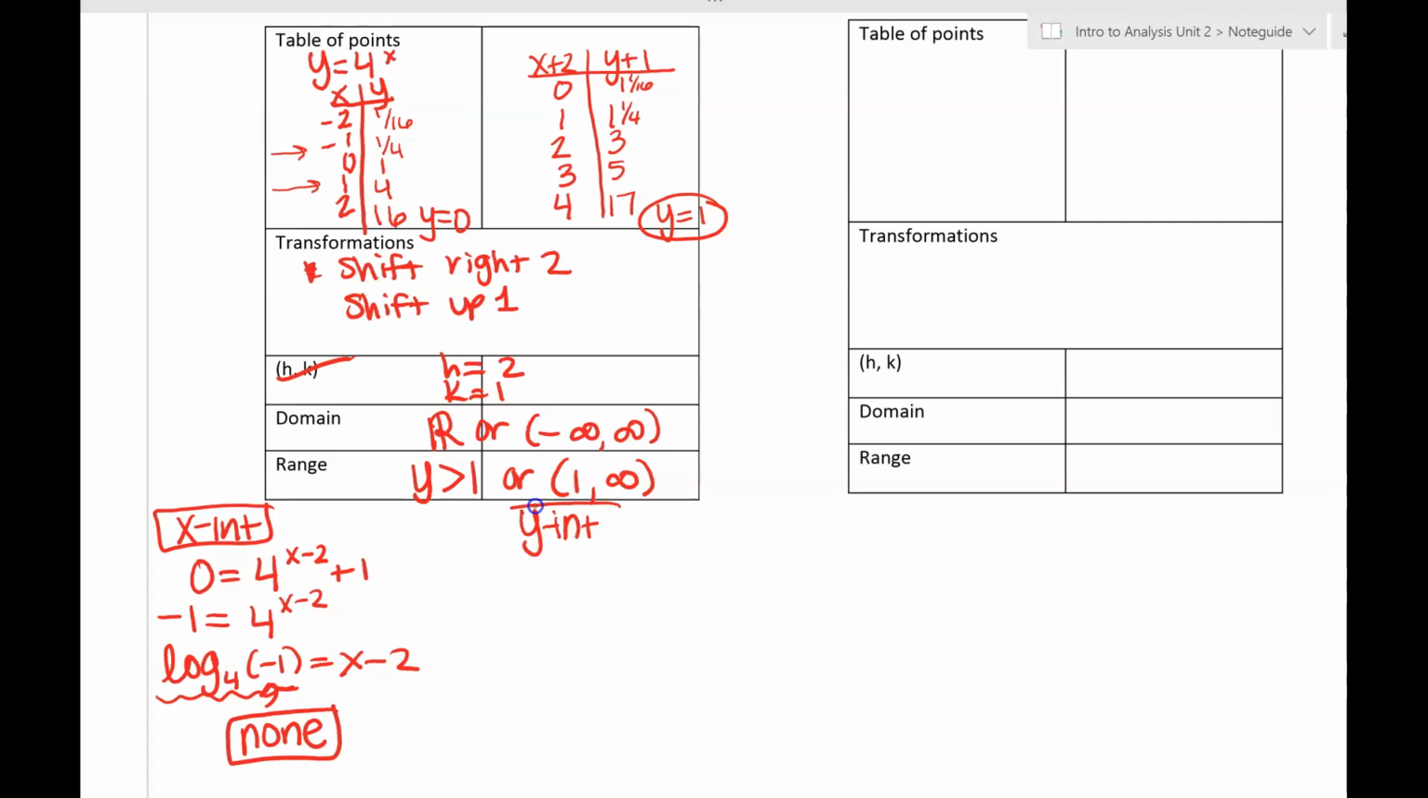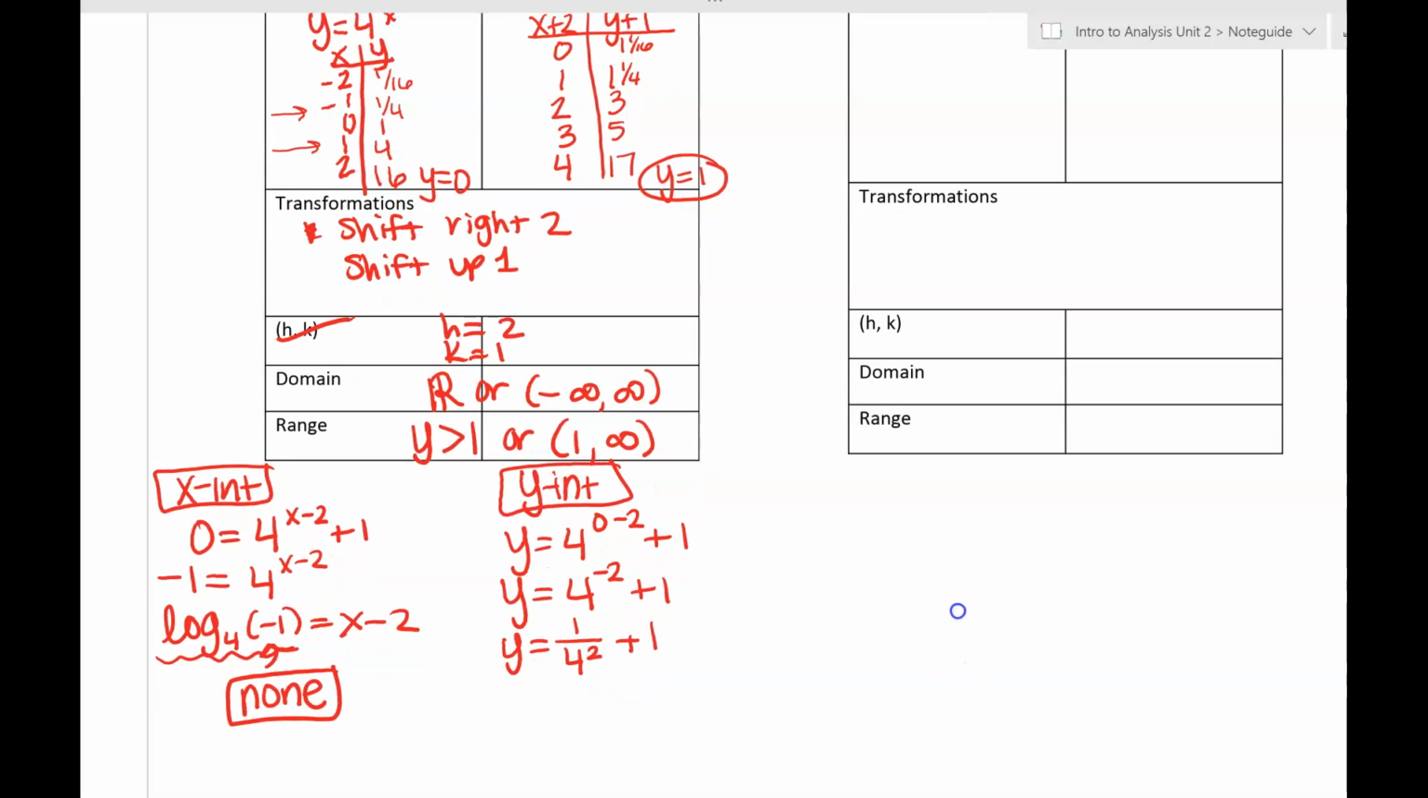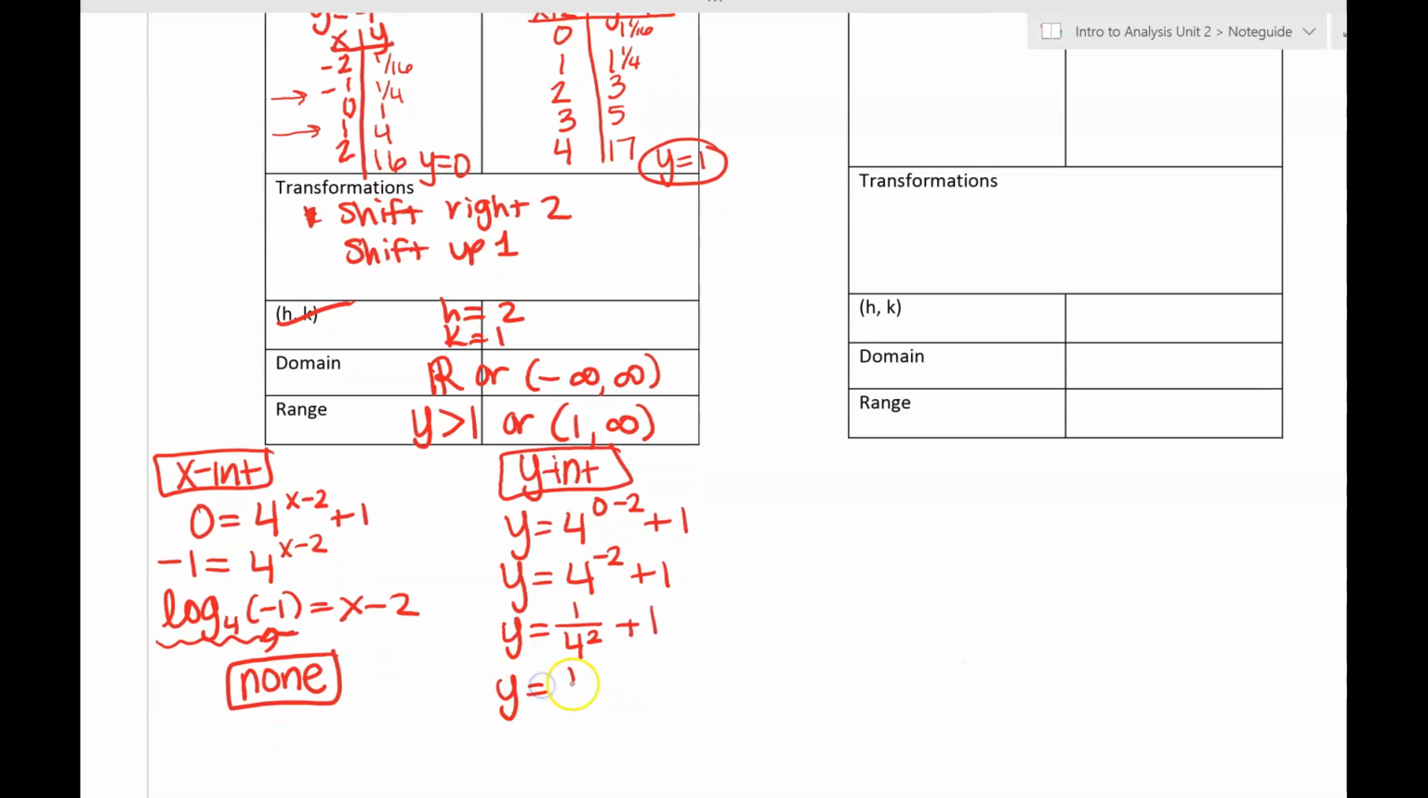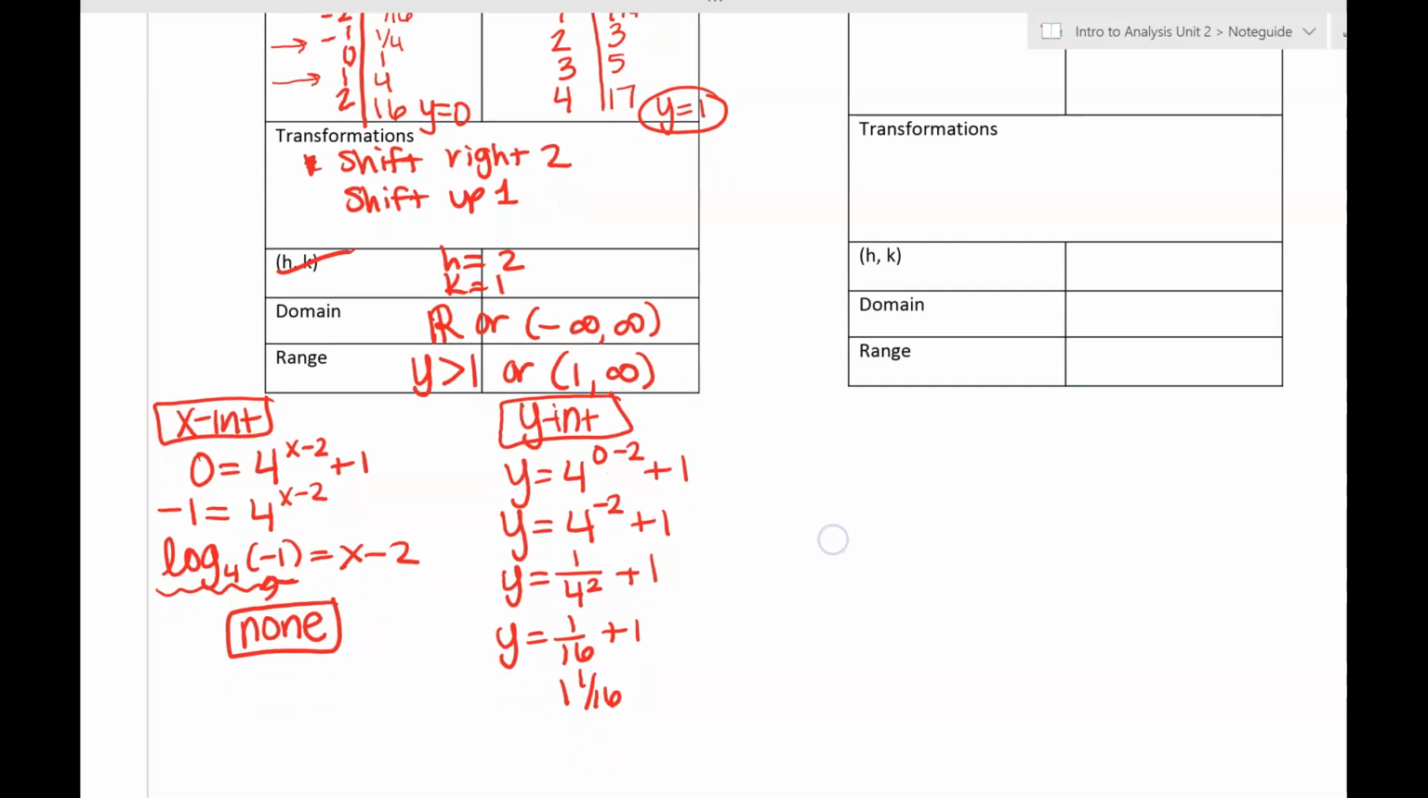For your y-intercept, you're going to do 4 and plug in 0 for x. So that's 4 to the negative 2. Again, remember 4 to the negative 2 is 1 over 4 to the positive 2 power. That gives us 1/16. And that gives us 1 and 1/16. So our y-intercept is the point (0, 1 and 1/16).